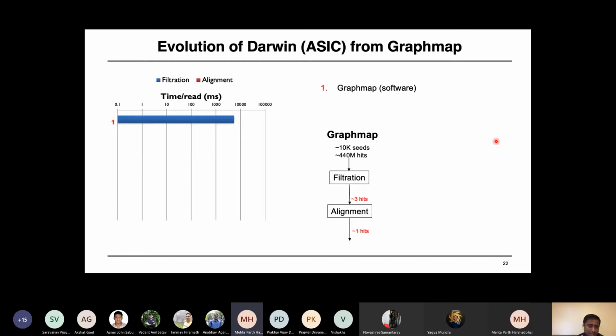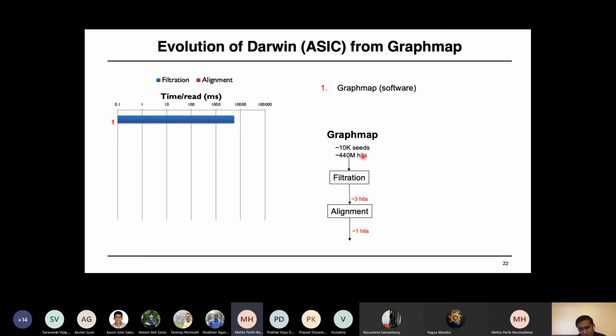So I'll now explain very briefly how these gains came up in Darwin as an evolution of steps from GraphMap. This is the state of the art, used to be the state of the art aligner for long reads. And I'll show that as an evolution of steps where the time is broken up into these filtration and alignment steps. And you can see that the time is shown in logarithmic scale over here. And I will evolve GraphMap into Darwin through those steps and show you the speedup at each stage.